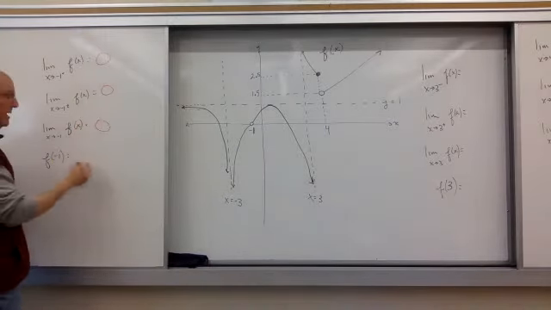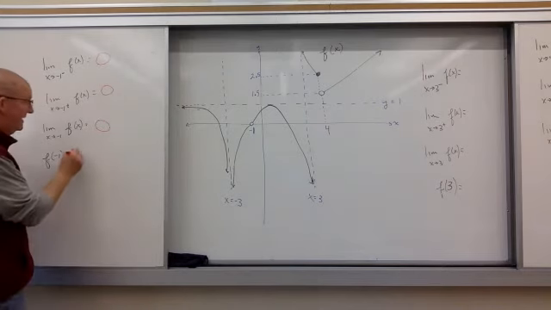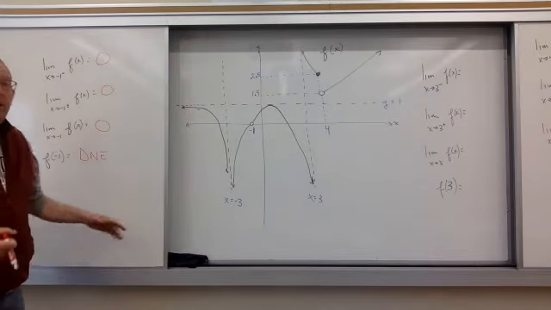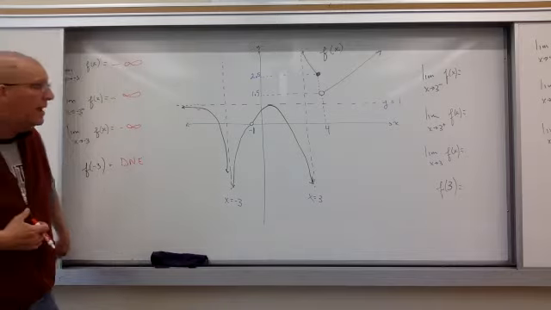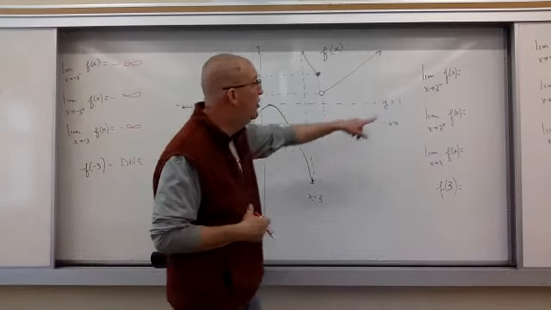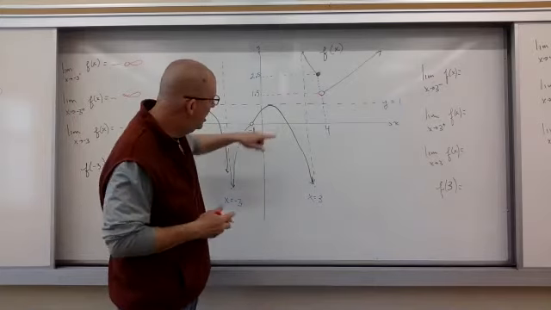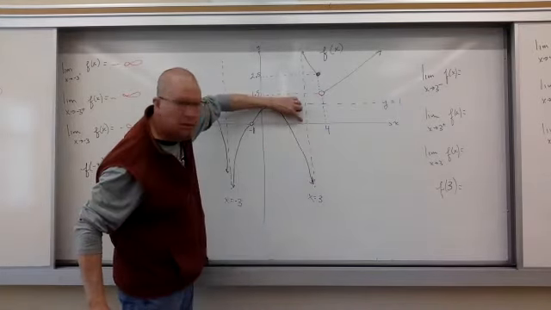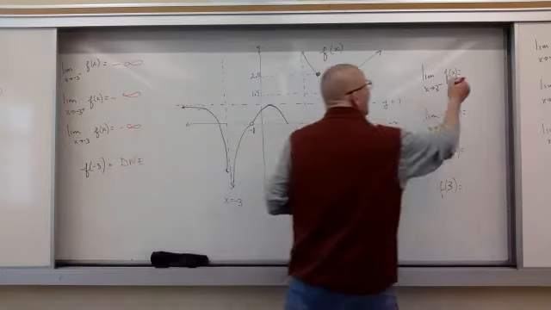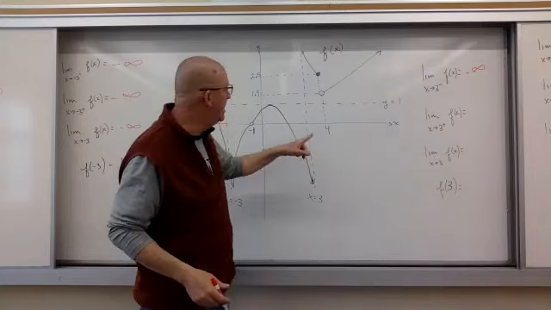Therefore, what do we say about the limit? 0. But f of -1? Sorry, there's a hole in the curve. Does not exist. Okay, let's continue on. How about as x approaches 3 from the left? Let's see. I'm here approaching 3. Where is the curve going? Straight down. -infinity.